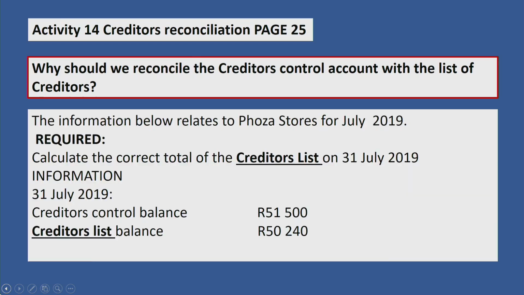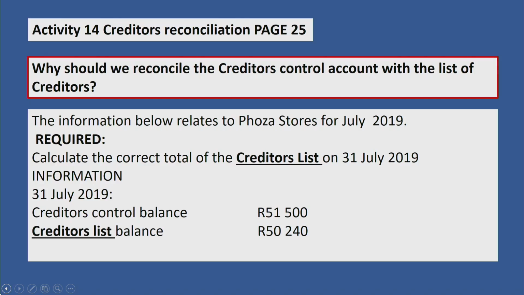Okay, I've got for you there, let me see, exercise number 14. It says, the information below relates to POSA stores for July 2019. I always tell the children, whatever grade they are, when they start a question, firstly, who are we doing the books for now? Because remember, all of you sitting there in your class, me sitting here, we are now the bookkeepers of POSA stores. Then also the date is important. It is now July 2019. Calculate the correct total of the creditors list on 31 July.